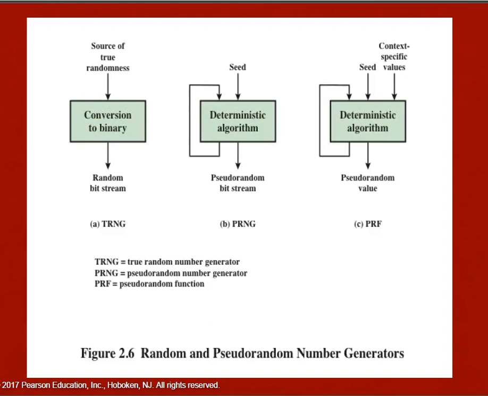So here we look at random and pseudo-random number generators. The applications typically make use of algorithmic techniques for random number generation. You can see here we have a TRNG, which stands for true random number generator, we have a pseudo-random number generator, and then we have also the pseudo-random function, PRF.